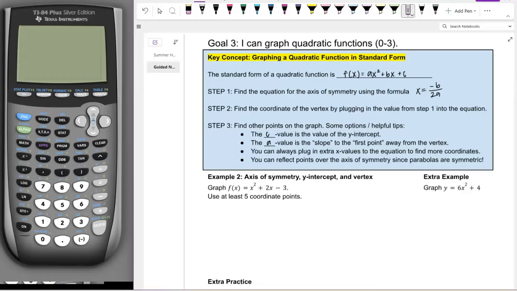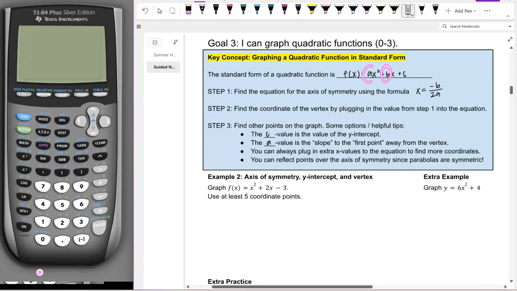In order to graph a function that looks like that, it's going to look like a parabola. That's the shape of a quadratic function. And the first step is to find the equation for the axis of symmetry. That's the line, the vertical line that cuts the parabola in half. You'll use the formula x equals negative b over 2a.